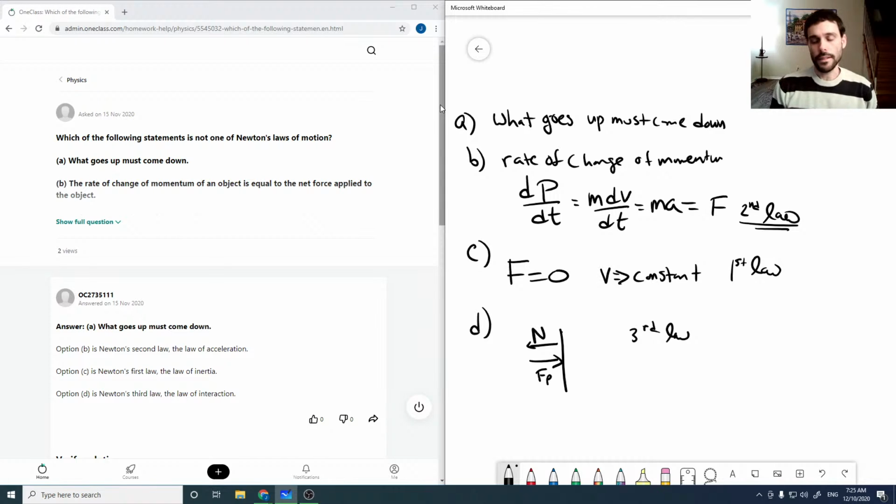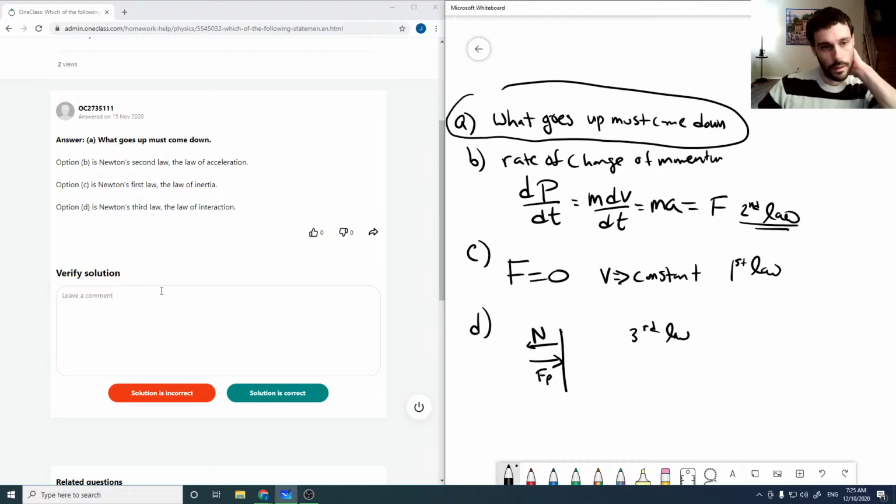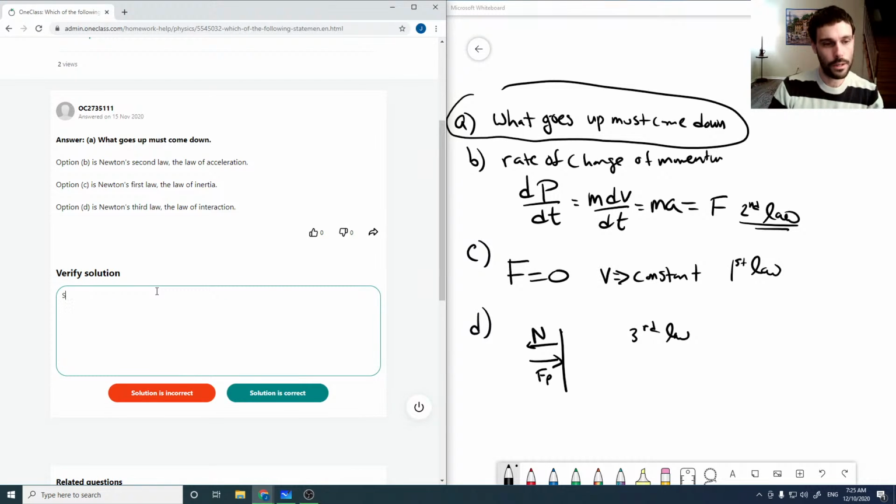So the only one that's left, and presumably we could identify anyway, is the what goes up must come down. The other ones are the three laws. Okay. And so they identified as A, so that looks good. So solution is correct.